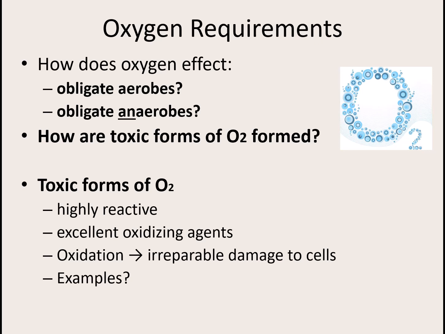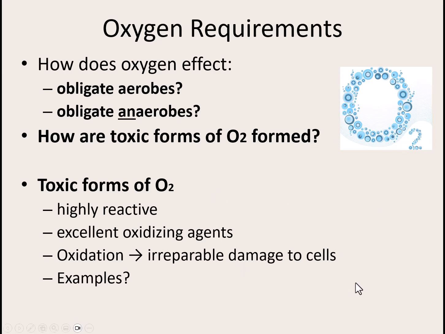So toxic forms of oxygen form from various types of metabolic reactions, chemical reactions in the cell. And toxic forms of oxygen are highly reactive, which means they are constantly trying to do things even when they're not supposed to be doing them. They're also excellent oxidizing agents, which means they're losing electrons. And electrons are just kind of free range out there in the cell. And when you have these free range electrons, they can damage the cell.